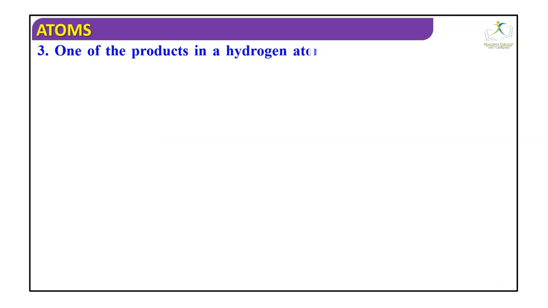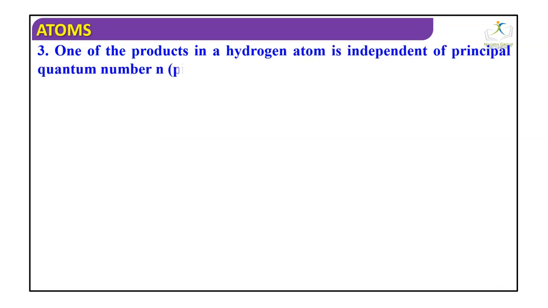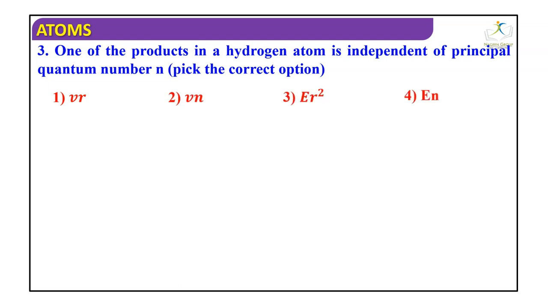Now, moving to the next question: the product in a hydrogen atom that is independent of the principal quantum number n. Pick the correct option: Vr, Vn, Er square, or En. So let's move with the solution part. We know that Vn is directly proportional to 1 by n. So for that, here we can say that Vn.